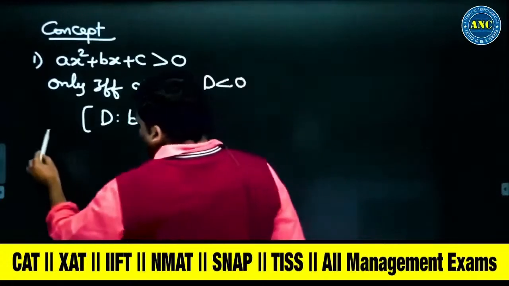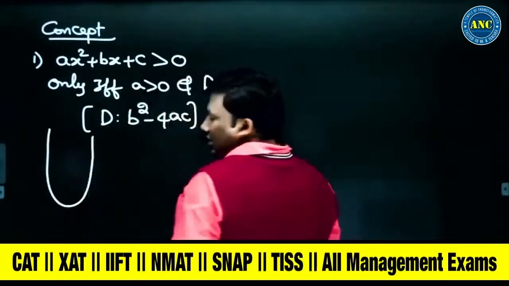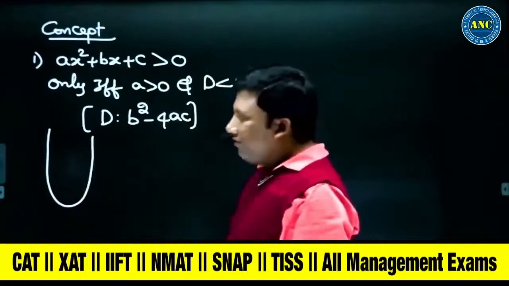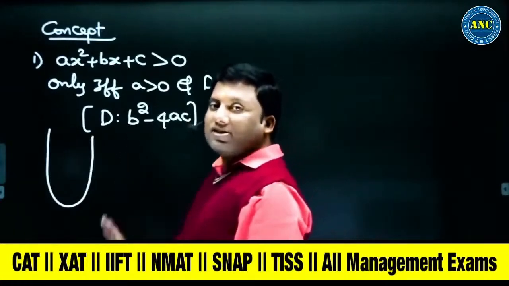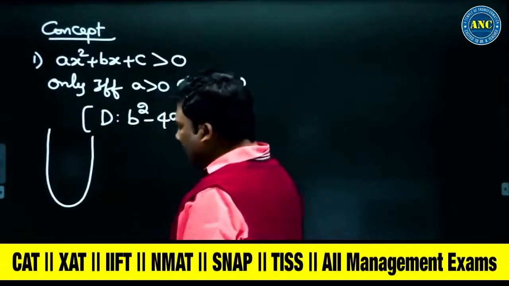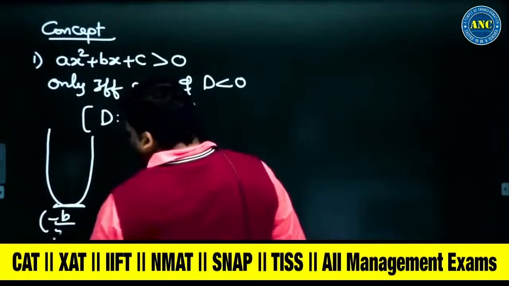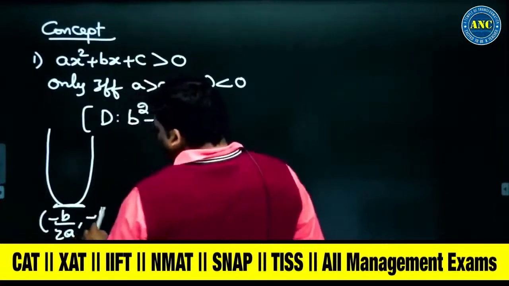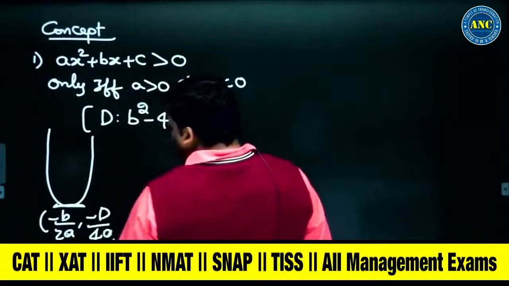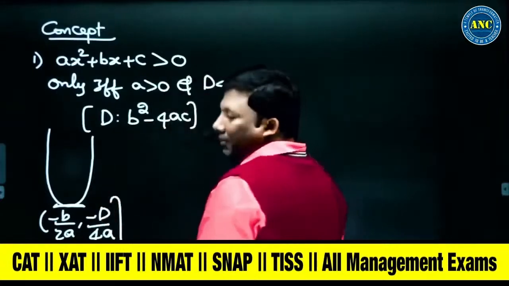That means the graph of ax square plus bx plus c will be like this. The minimum value will be at x equals minus b by 2a, and the value will be minus d by 4a.